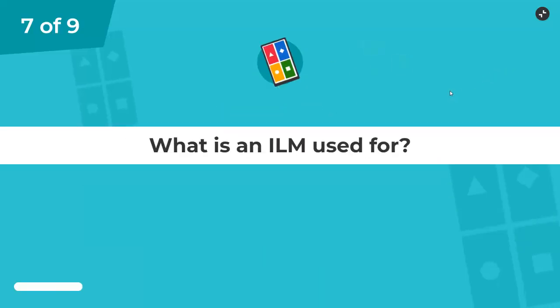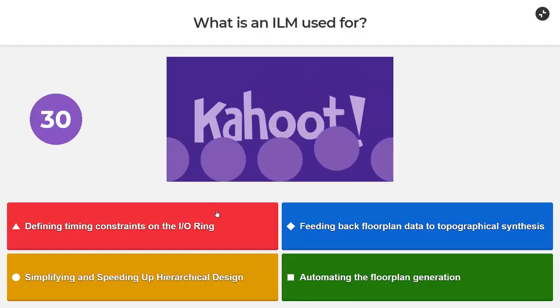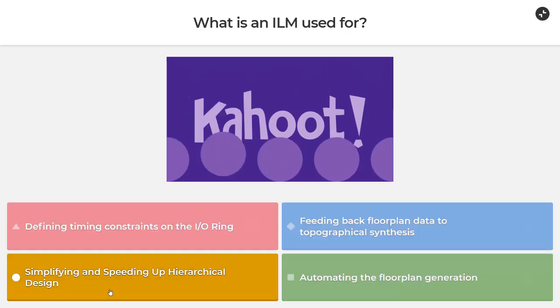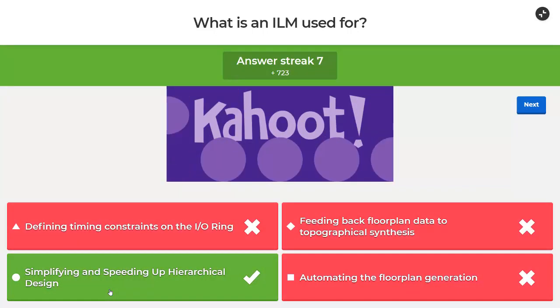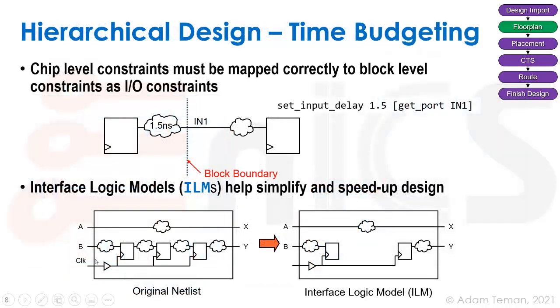Okay, question number 7. What is an ILM used for? Defining timing constraints on the I/O ring, feeding back floor plan data to topographical synthesis, simplifying and speeding up hierarchical design, or automating the floor plan generation. Well, think about that for a second, and I know the rest of them are just not true. It's for simplifying and speeding up hierarchical design. So let's see what an ILM is in general and what we need it for.